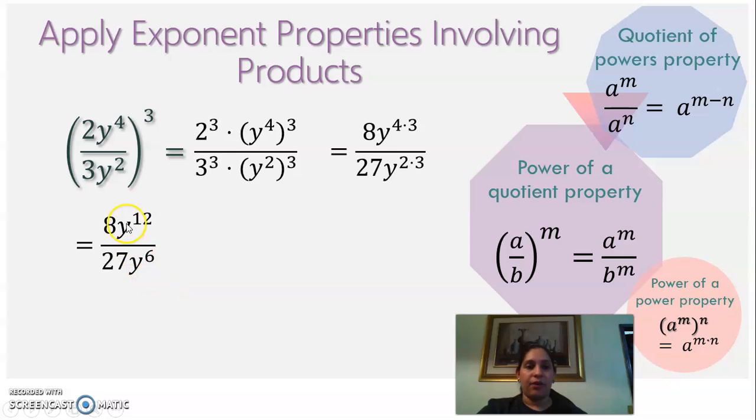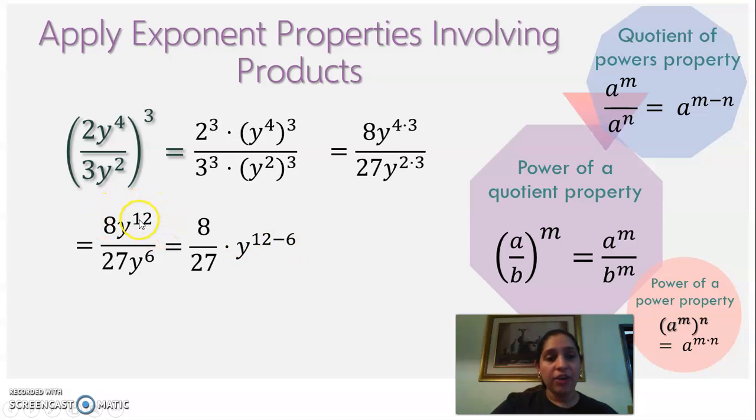Now, can I simplify it more? Yes, I can simplify it more. Because as you can see, I have the same base numbers with different exponents. So I can apply my quotient of powers property. That tells me that when I have the same base numbers and different exponents, my exponents will be subtracted. So I have 8 over 27 times y raised to the 12th power minus 6, because I subtract the exponent of the denominator from the exponent of the numerator. And 12 minus 6 is 6. This way, my final answer will be 8 over 27 times y raised to the 6th power.